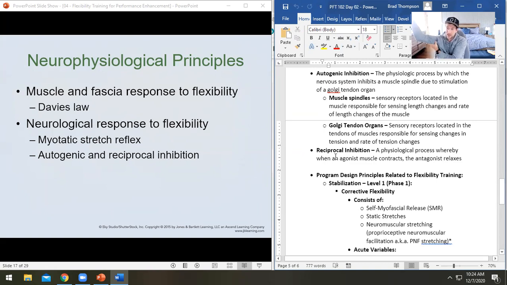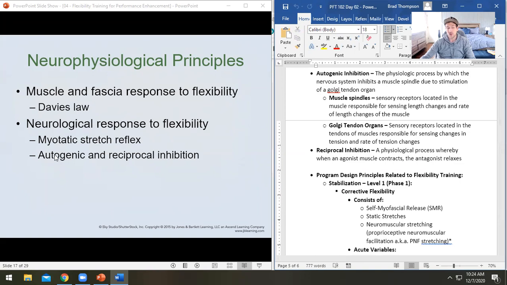Now the other process is when you contract the antagonist muscle. Let's say you contract that opposite muscle, that's going to create reciprocal inhibition. When I contract my upper back, it will tell my chest to relax. When I contract my quads, it will tell my hamstrings to relax. When I contract my bicep, it will tell my triceps to relax. Anytime you contract one muscle, the muscle on the opposite side of the joint is organized in such a way that it's supposed to relax. So those are both physiologic principles that happen inside our body, autogenic and reciprocal.